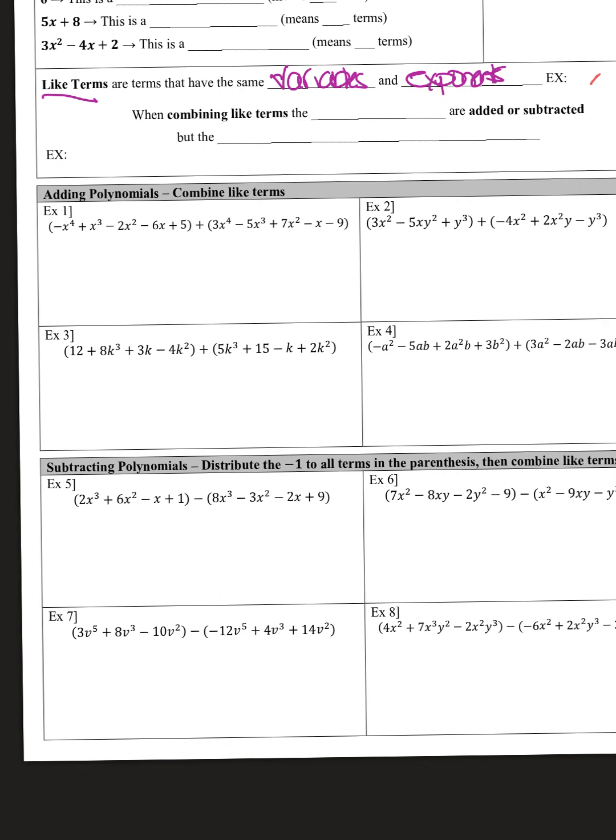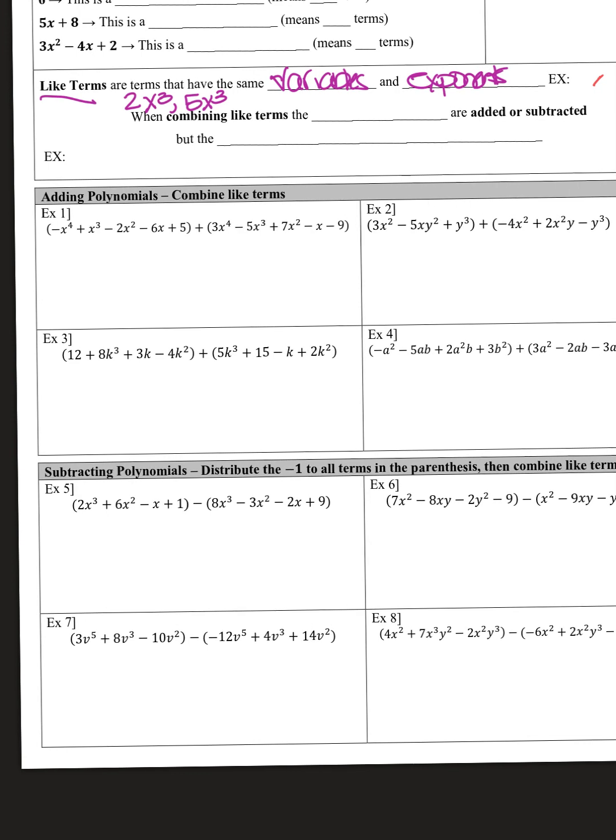So for example, here, if I have 2x to the third and 5x to the third, these have the same variables, meaning my x, the same variable, and raised to the same exponent, my x to the third. So this is an example of being a like term, okay?